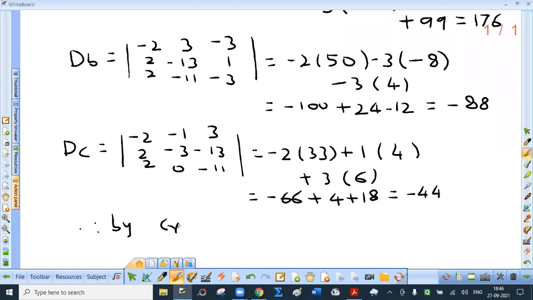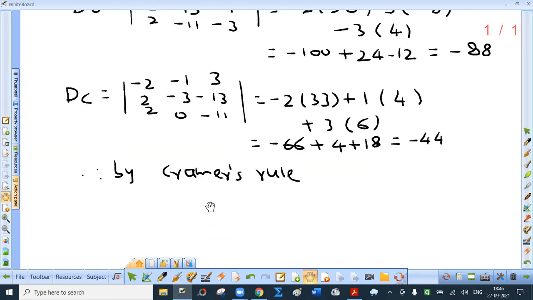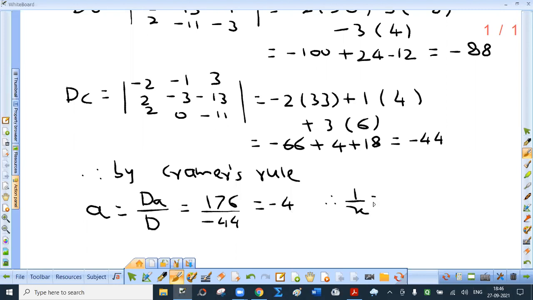So by Cramer's rule, we will not get values of x, y, z. We have to say a equal to Da upon D, 176 upon minus 44 equal to minus 4. Therefore, 1 upon x is minus 4. We are interested in x. So what is x? Minus 1 upon 4.